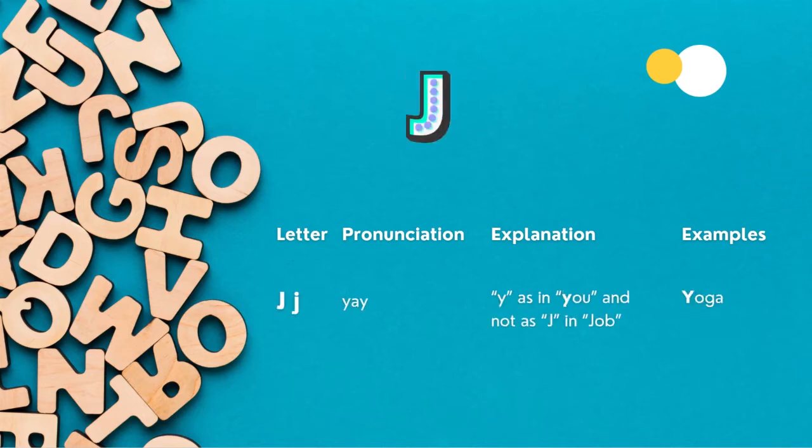Hang in there. We go to the J. The J, and in Dutch it is the J. So a little bit of explanation about that. So the Y as in you. So if you say you, that is the sound. You, you, right? And not as the J in job. So if you say job, you say j. That is not the sound of the J. The Dutch sound for the J is ye, for example, yoga, right? Yoga. So ye, repeat after me. Ye. All right, well done.